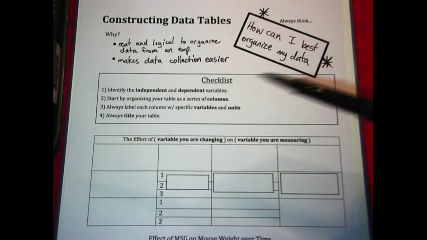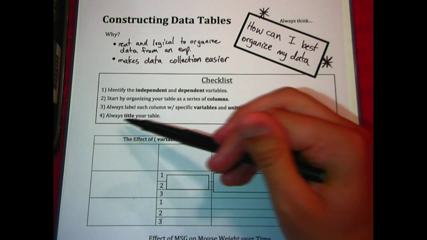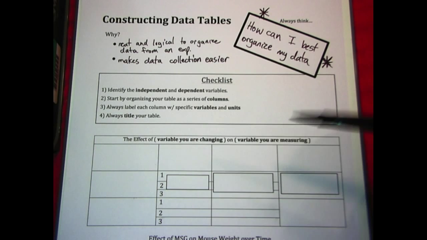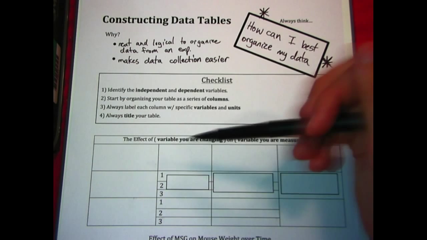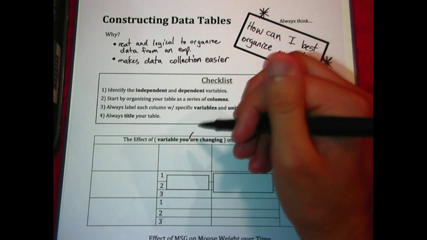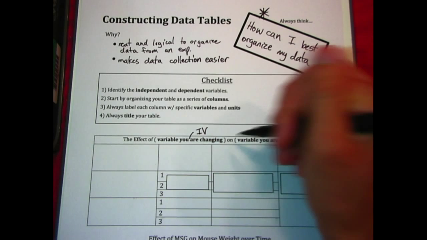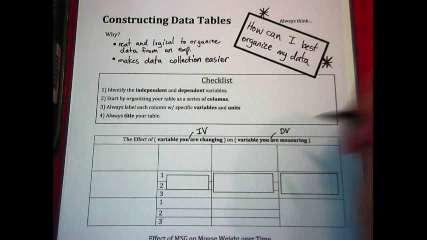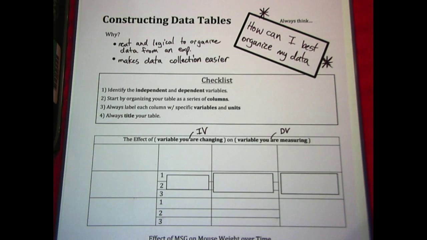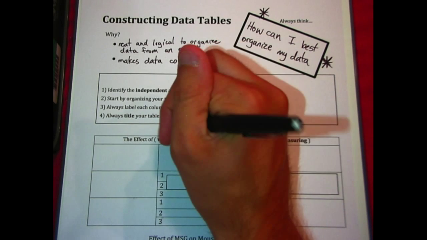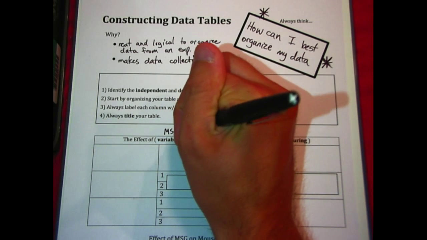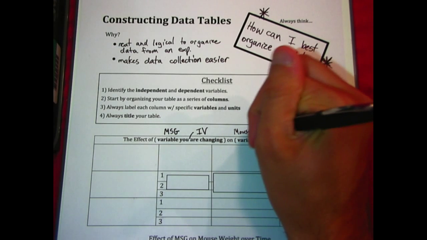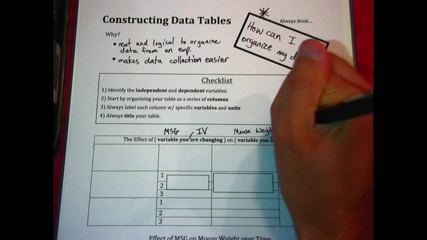So first we're going to start with number 4 with this table, with the title, because the title is already given to us, sort of. The effect of variable you are changing on the variable you are measuring. So the effect of the variable we are changing is our independent variable, and then on the variable you're measuring, that is our dependent variable. Right? And for the purposes of this table, let's come up with an experiment. The effect of MSG, this is a chemical in food, I know it's in Chex Mix, on, let's say, mouse weight. So there's our title.